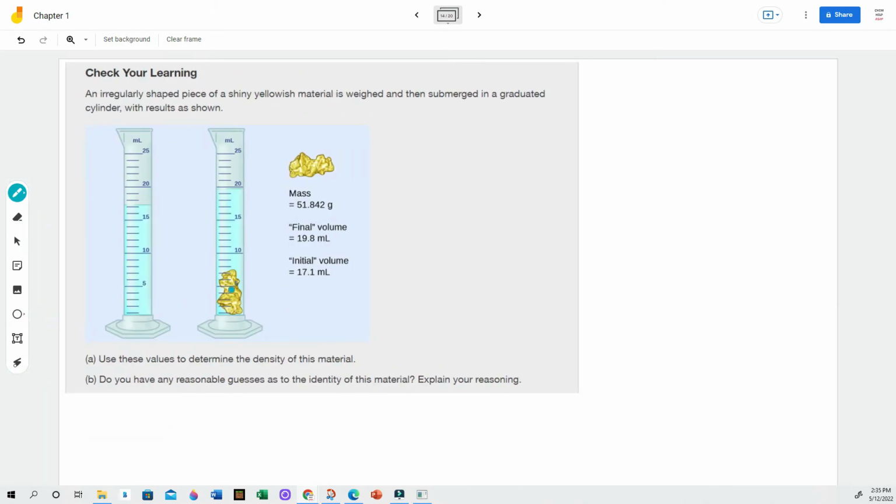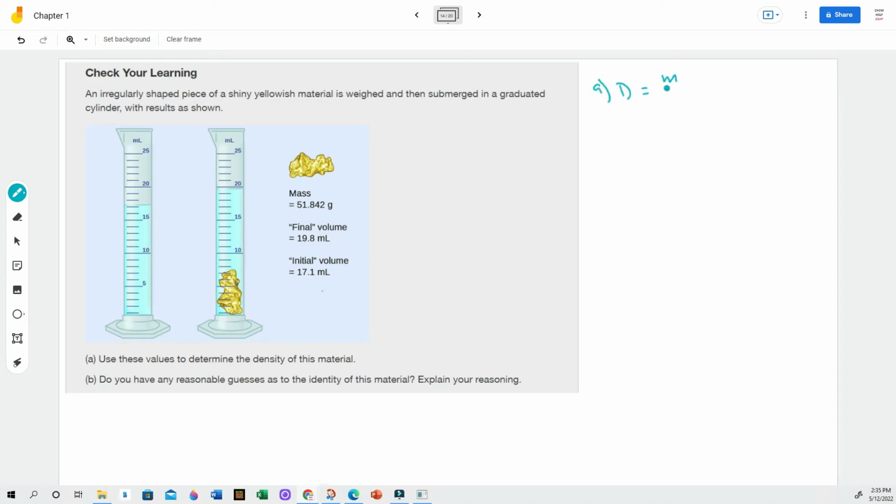Again, we're going to do the same thing. We've got a mass and we've got our two volumes. All right, so part A, use these values to determine the density of the material. And then in part B, do you have any reasonable guess as to the identity of this material, and explain your reasoning? Well, let's just get part A done first.